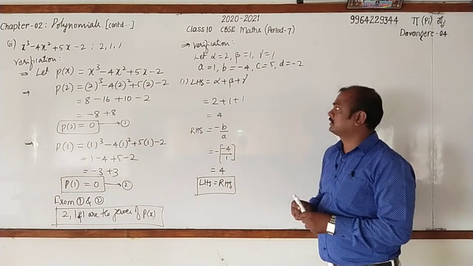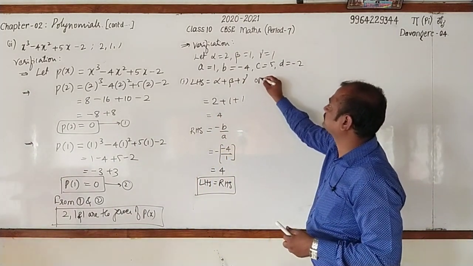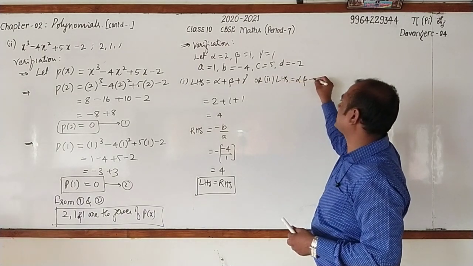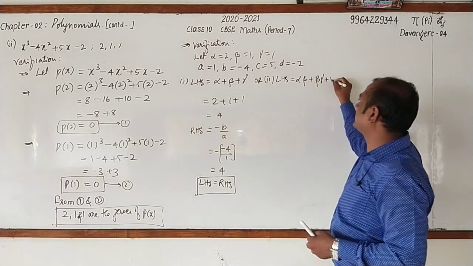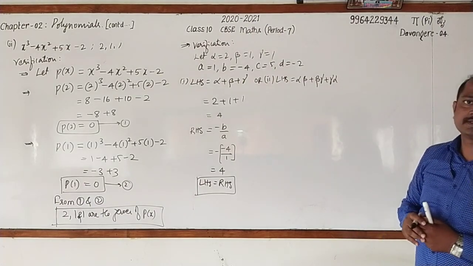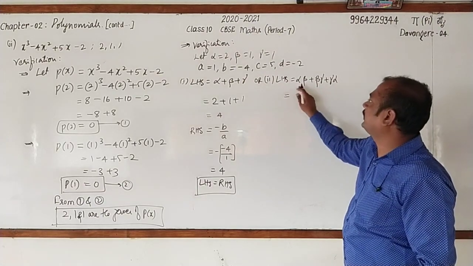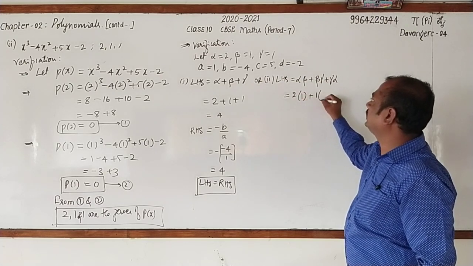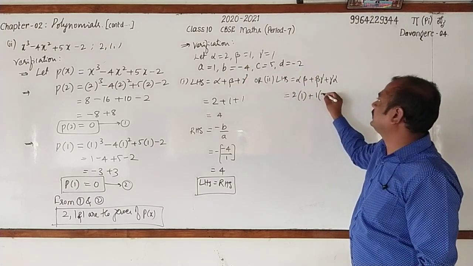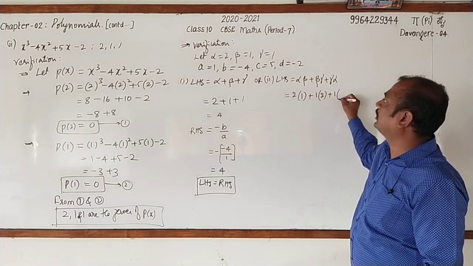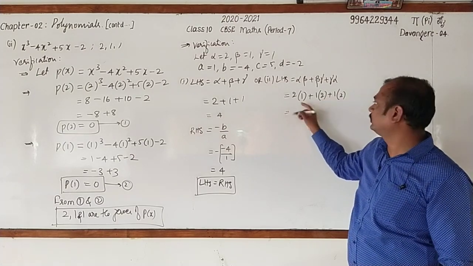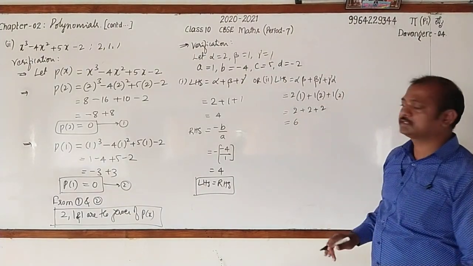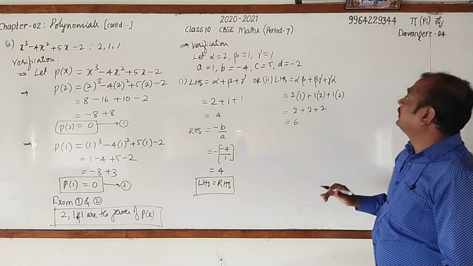You may also check the second one, that is alpha beta plus beta gamma plus gamma alpha is C by A. Let's go for verifying this. Where alpha is 2, beta is 1, gamma 1. Alpha into beta is 2, beta into gamma is 1, gamma into alpha is 2. It's equal to 2 plus 1 plus 2. It is 5. Right? Next.